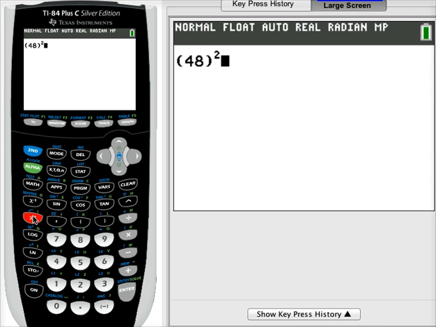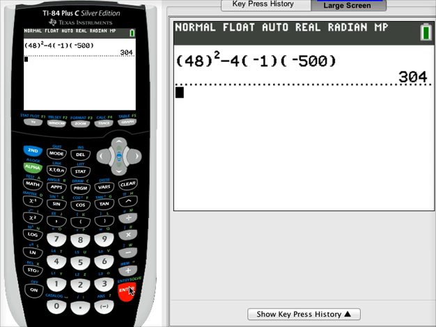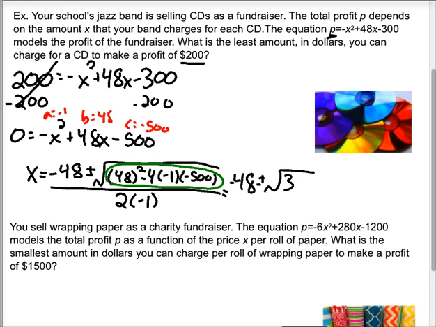48 squared minus 4 times A times C. So I type that in, and I get 304, all over negative 2. For word problems, we're actually going to work out and get decimal answers for these word problems. I don't want radical form stuff because that really doesn't tell me anything. So let's solve this the two different ways with the plus.